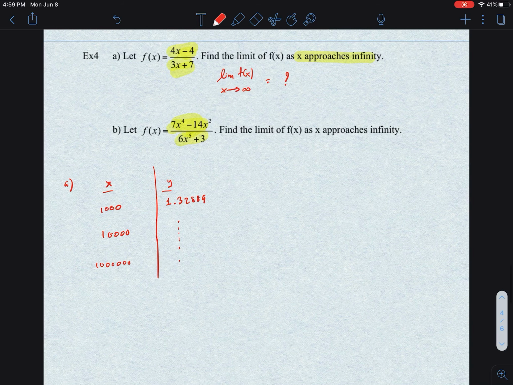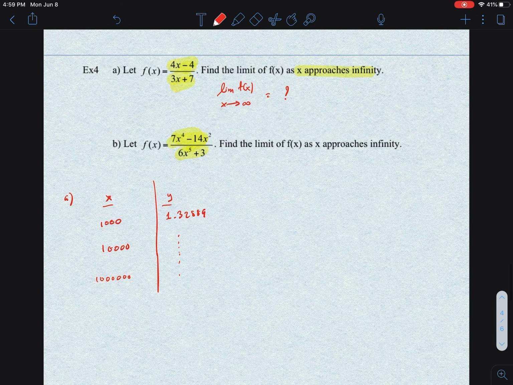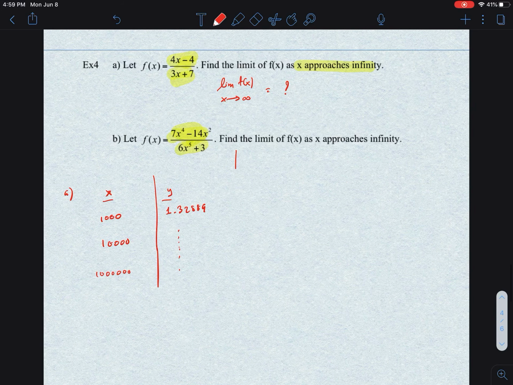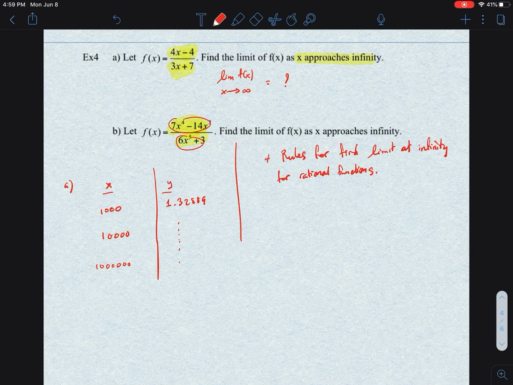So there are these rules for finding limits for a rational function. So what we're going to do here is say, rules for finding limit at infinity for a rational function. And rational functions are just functions consisting of 2 polynomials divided like this, right? So that's the rule.